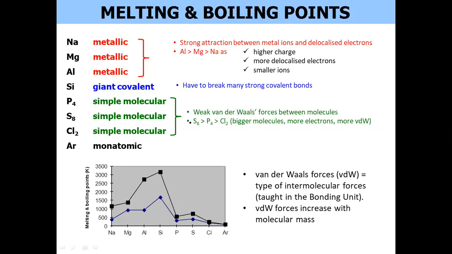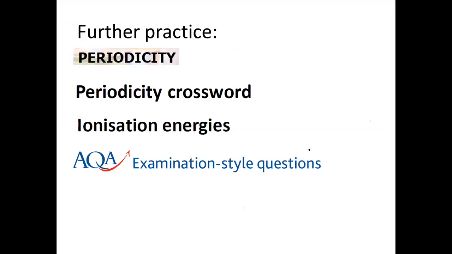Okay, and S8 would have the largest, P4 the second, and chlorine Cl2 the smallest. Why? Because that's the bigger molecule, or the heavier one, it's got the most electrons, so the highest intermolecular van der Waals forces. And this one is monoatomic, with very weak van der Waals forces between atoms. So further practice for this unit is in the booklet, and I will make the mark schemes available.